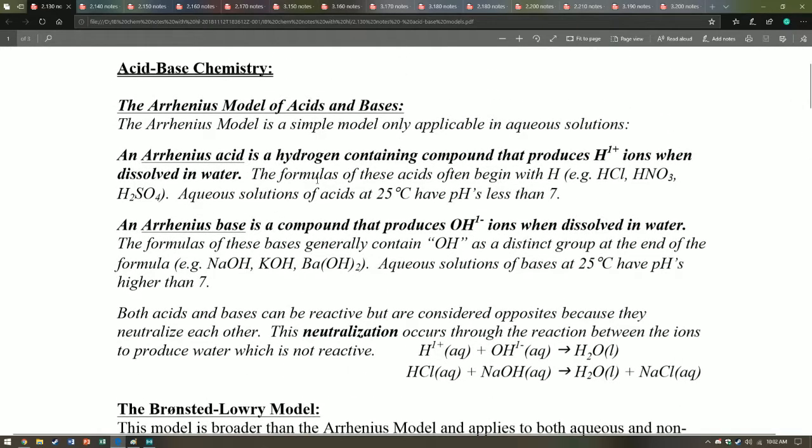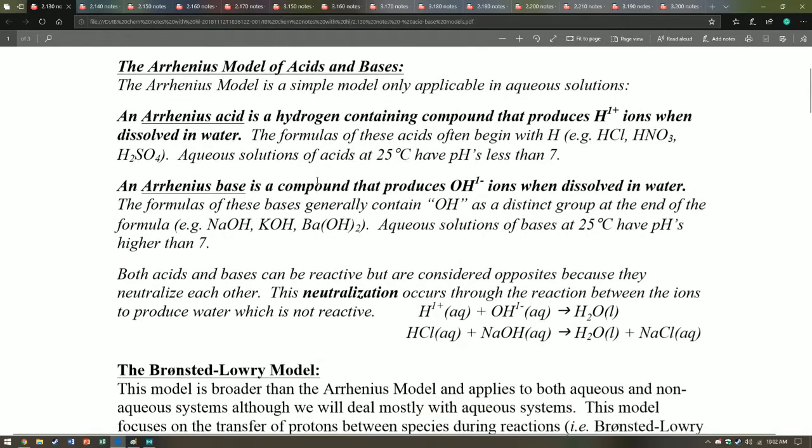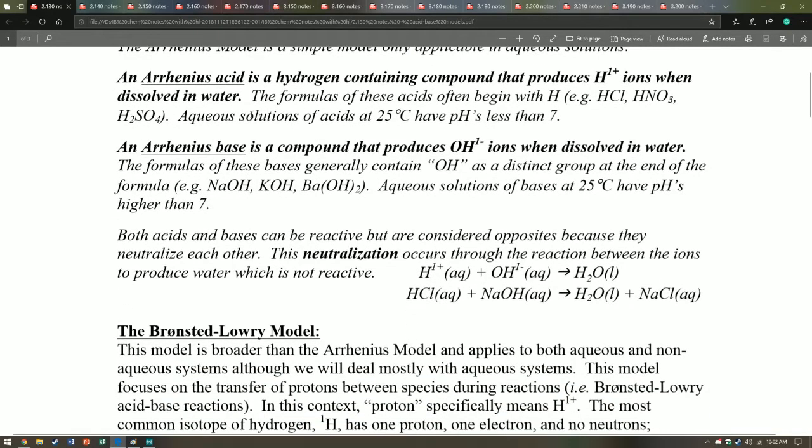The Arrhenius model is only really applicable in aqueous solutions. An acid is a solution that contains H plus, that produces H plus ions when dissolved in water, and an Arrhenius base is a compound that produces OH minus ions when dissolved in water. That's the neutralization reaction. Pretty simple, really.